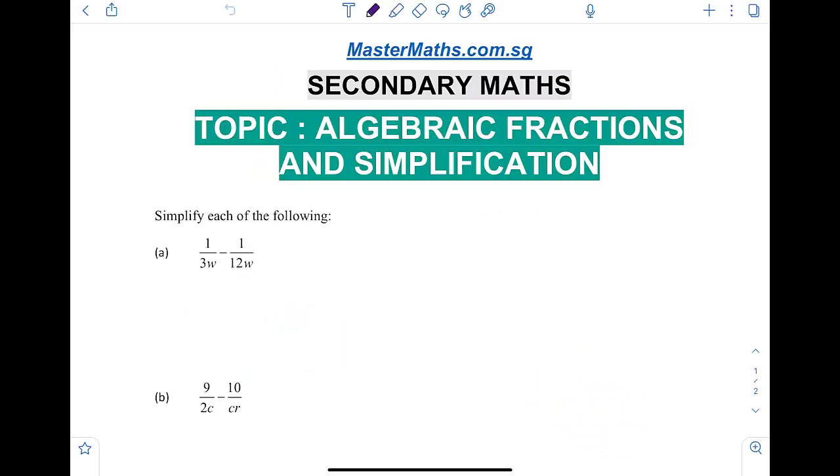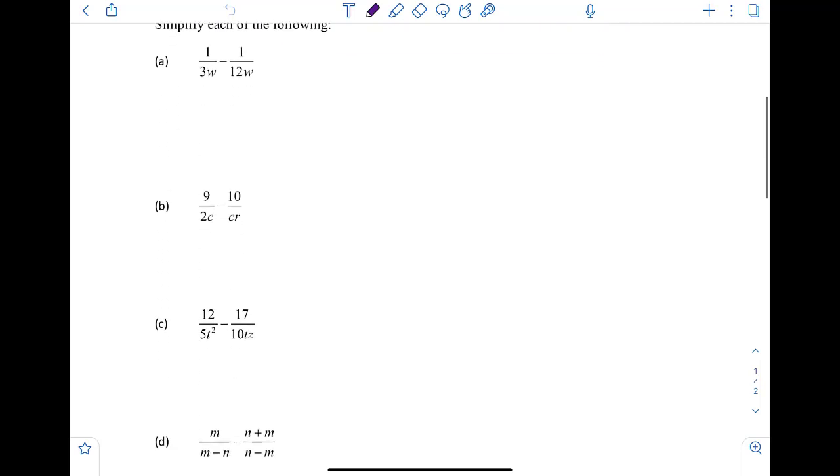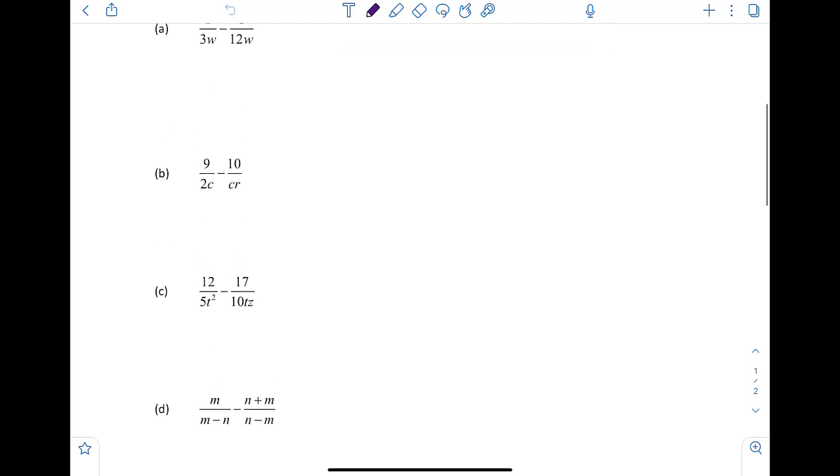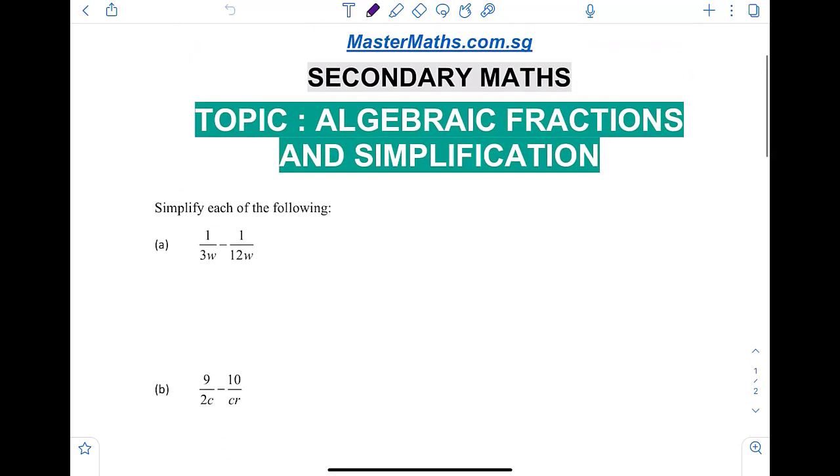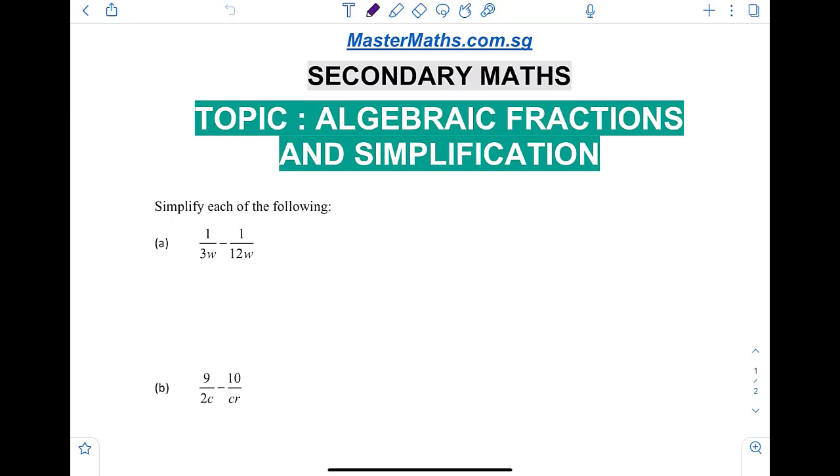Alright, so here's a series of algebraic fractions and simplification that is applicable for secondary students. Now these questions have been learned as early as Sec 1, so if you're Sec 1 and above, you can try out these questions together, okay? Now simplify each of the following: 1 over 3w minus 1 over 12w.